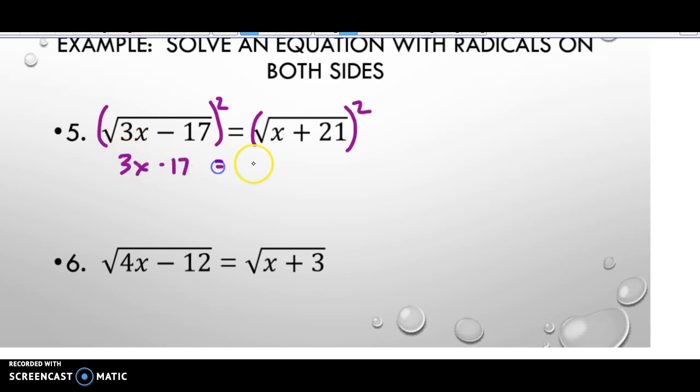3x minus 17 equals x plus 21. And now I'm going to combine my x's on one side and my constants on the other. So I'm going to subtract x from both sides. And that gives me 2x minus 17 equals 21. And now I'm going to add 17 to both sides.